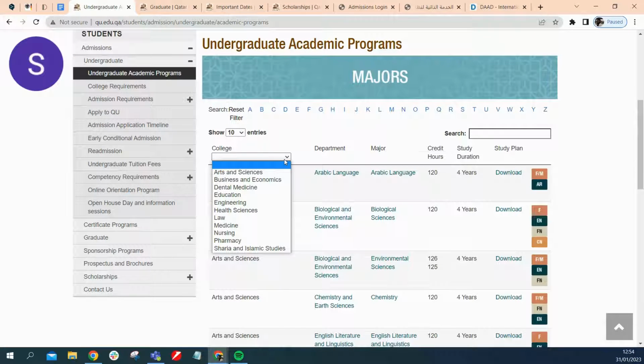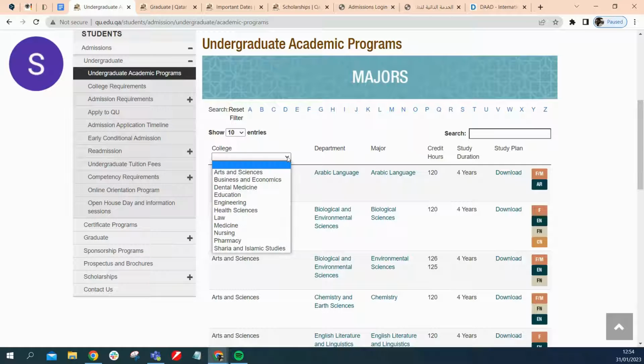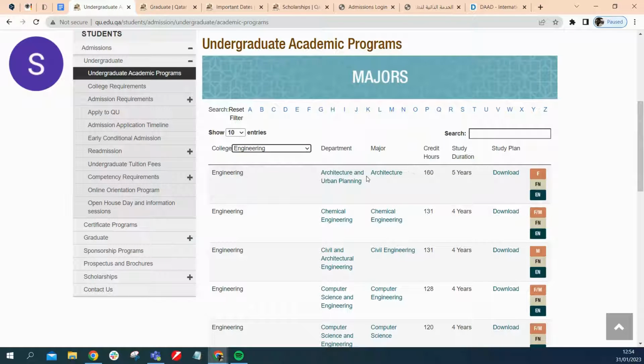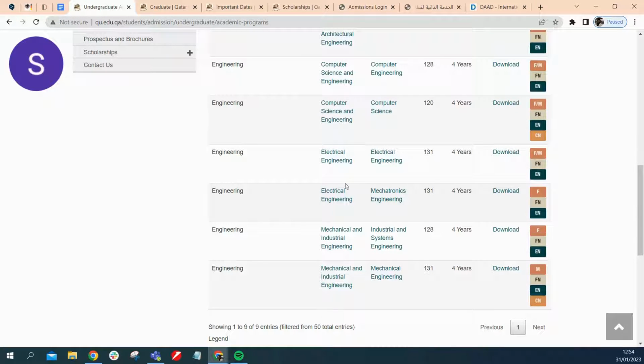we have a lot of faculties, which is arts and sciences, business and economics, engineering, health, medicine, pharmacy. I mean, whichever faculty you belong, I think it's here. All you have to do is just simply, for example, I select engineering, and you can already see architecture and urban planning, chemical engineering, civil engineering, depending on what your program is. So please, by all means, click on this link and it will direct you there.